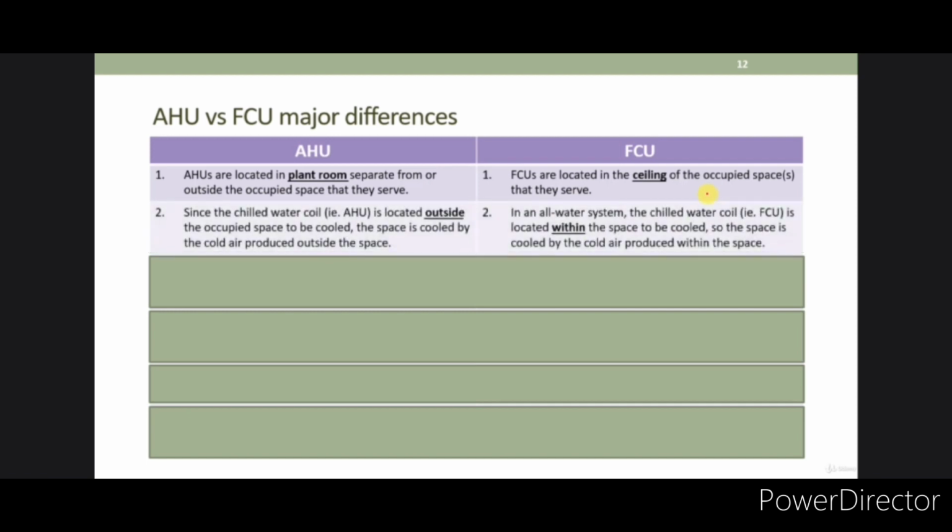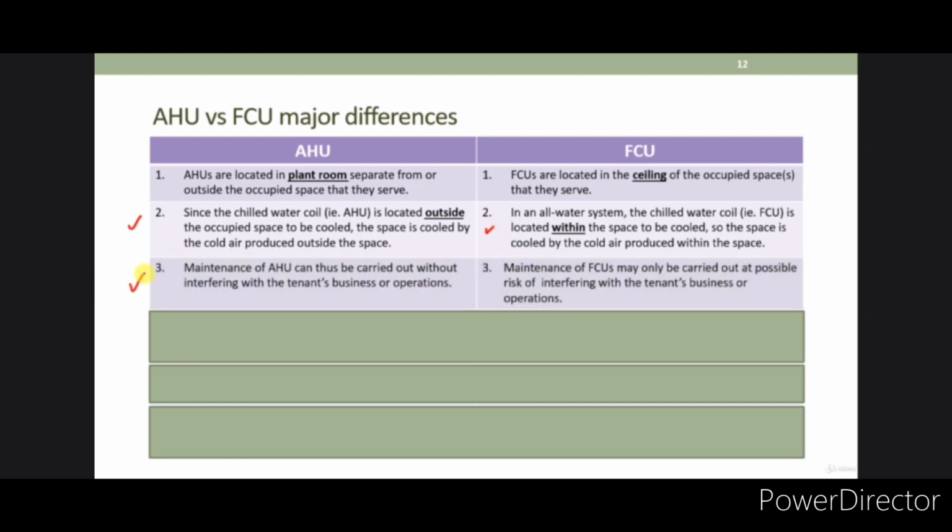And because it's away from the occupied space, the cooling coil will be outside the space. So cold air is produced outside the space, whereas for FCU, cold air is produced within the space. So you may think, why does that matter? If you have a water leakage problem due to condensation, usually it's caused by the fan coil unit most of the time, rather than the air handling unit. Because the cold air is being produced right above, right over there. So that may be one of the reasons.